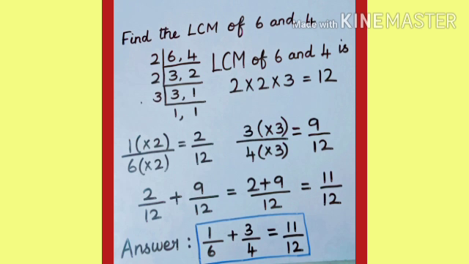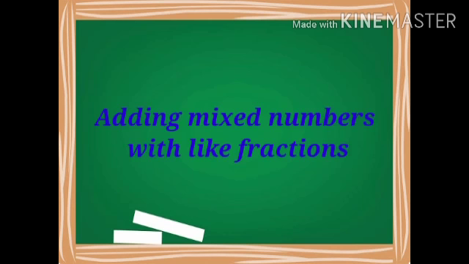Now from these two equivalent fractions, I find that 2 by 12 and 9 by 12 are like fractions and easily can be added. So add 2 by 12 plus 9 by 12, which gives 2 plus 9 by 12, which is equal to 11 by 12. Hence, adding 1 by 6 and 3 by 4 arrived at the answer as 11 by 12 in this LCM method. Now let us see the steps in adding mixed numbers with like fractions.